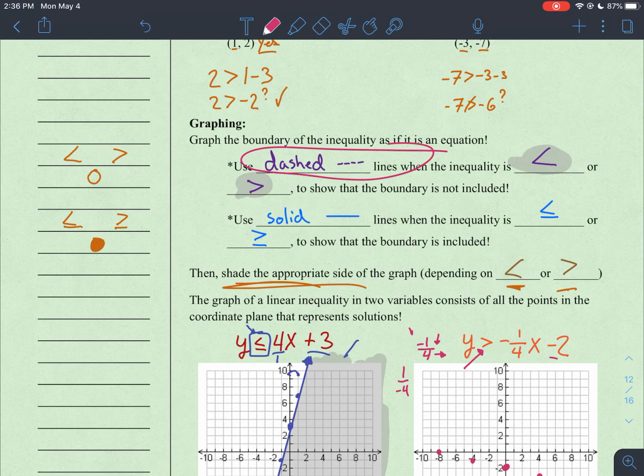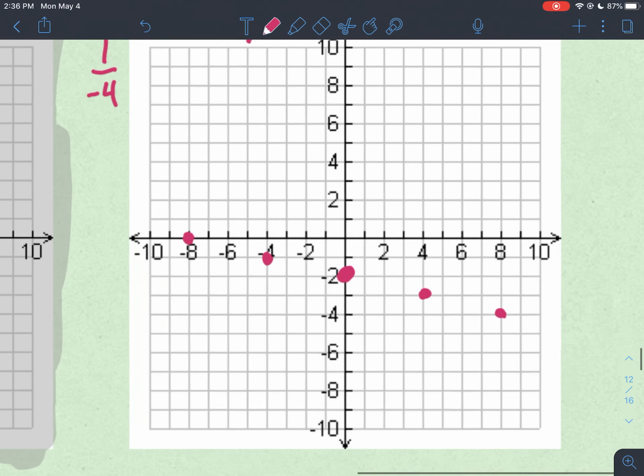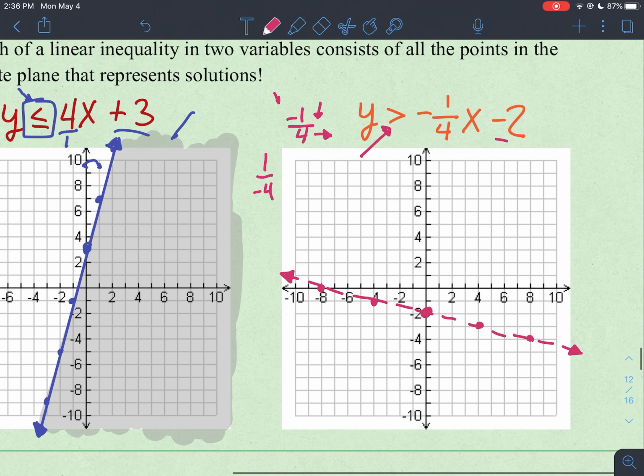So this is where we're going to use that dashed line. You can graph this by dashing a line as best you can. And I know when you're dashing, it's kind of hard to hit the dots. I apologize, but do the best you can. So there is a dashed line along that boundary.